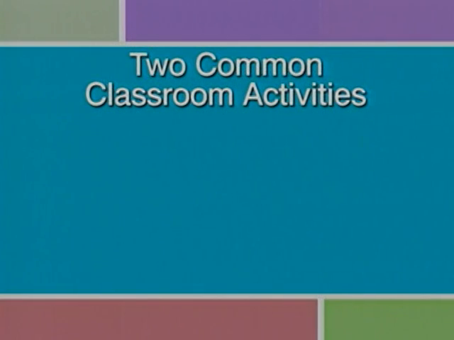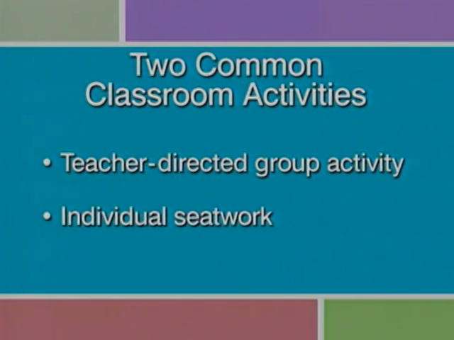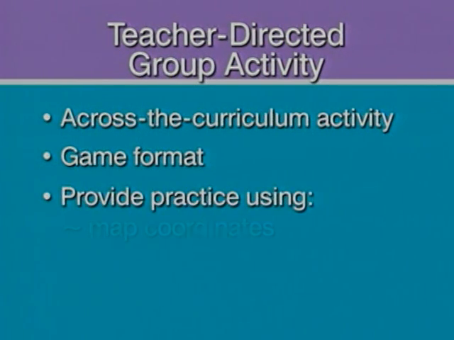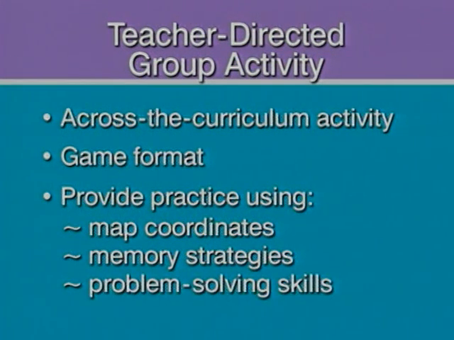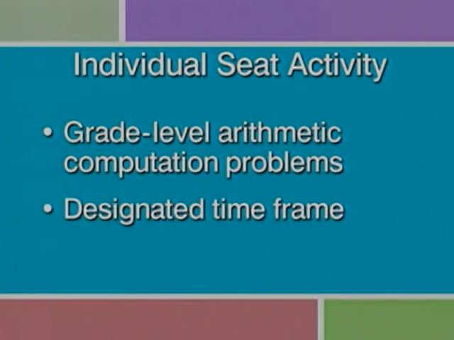You will see the children in 2 common types of classroom activities: a teacher-directed group activity and individual seat work. The group activity is known as an across-the-curriculum activity. It uses a game format and is designed to provide practice in using map coordinates along with memory strategies and problem-solving skills. The individual seat activity requires students to complete as many grade-level arithmetic computation problems as possible in the designated time frame.